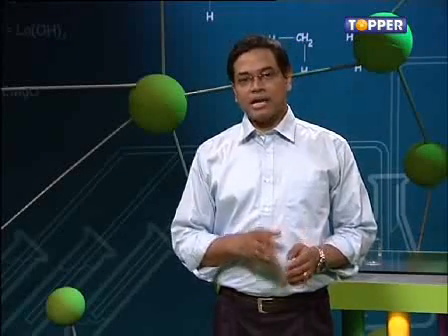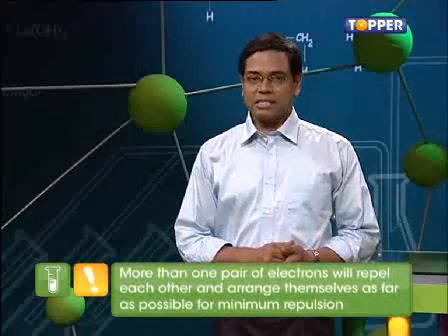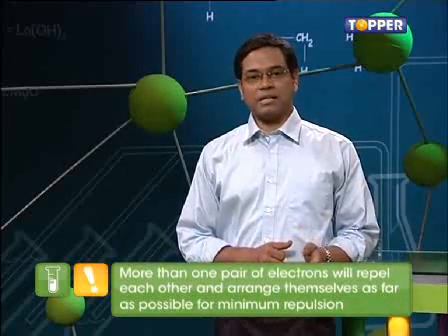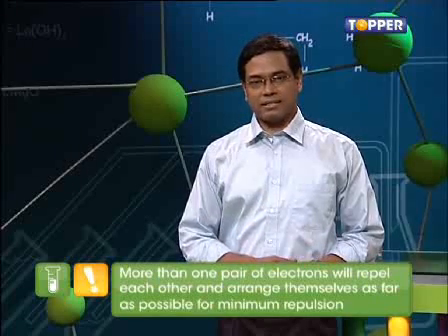Now let's move on to another bond parameter, bond angle. We have already seen that bonds are formed when atoms share electrons. If a molecule has more than one pair of electrons, they will repel each other. In such a scenario, electrons arrange themselves in the molecule in such a way that repulsion is minimized.